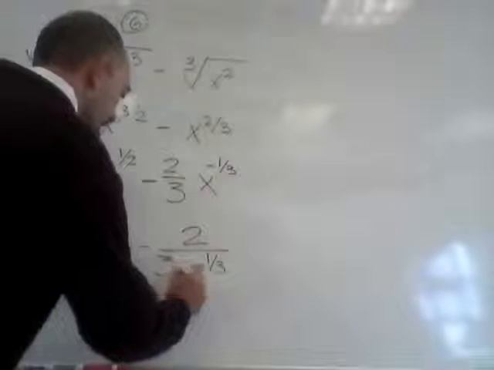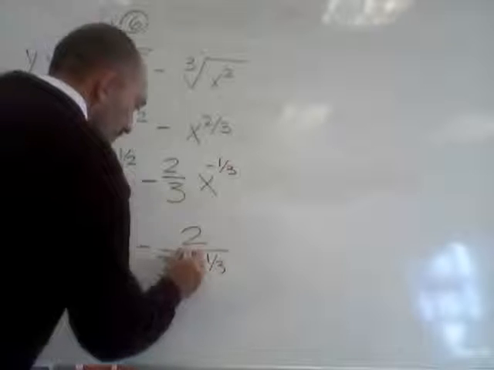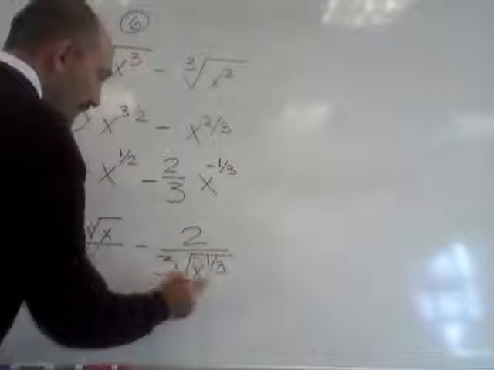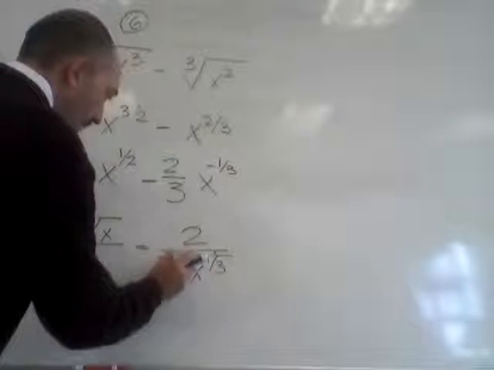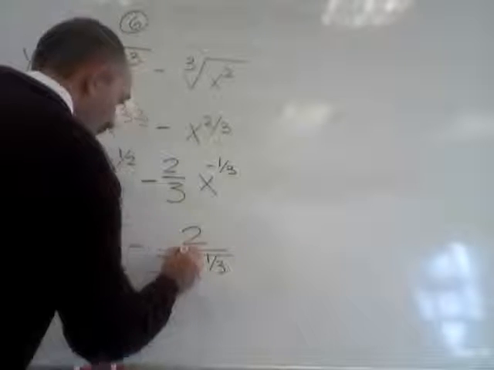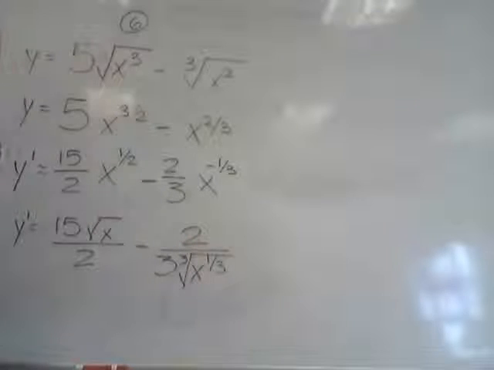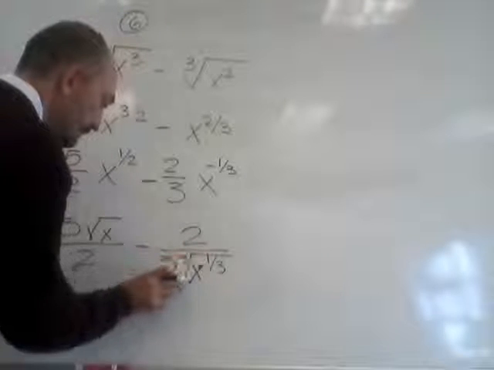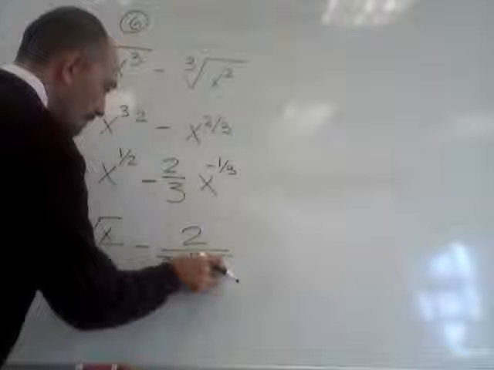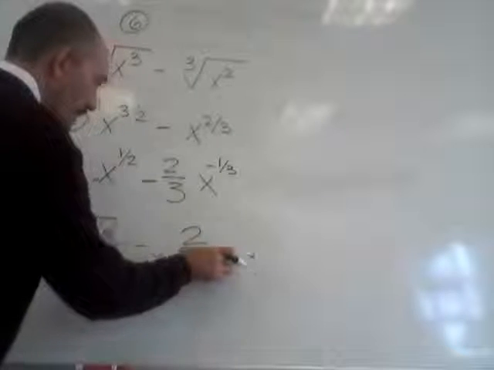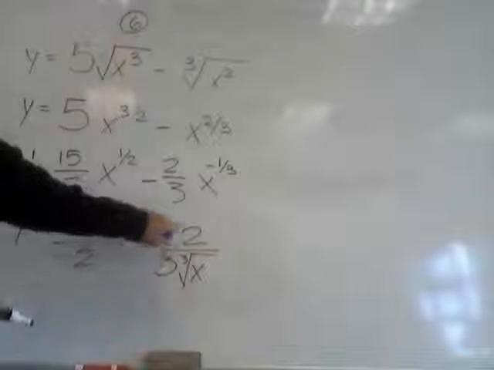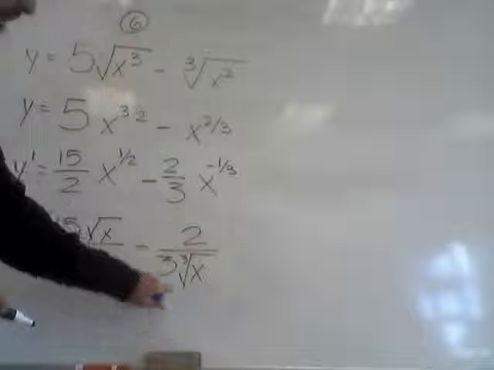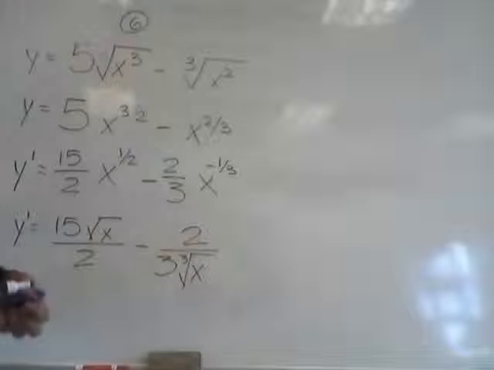To do that, this one remains with this, and I'm going to move these 3 here. 3. Okay? So I'm going to erase that. That's my solution. Okay, it's negative 2 divided by 3 times the cube root of x. Okay, and that's my solution to this one.